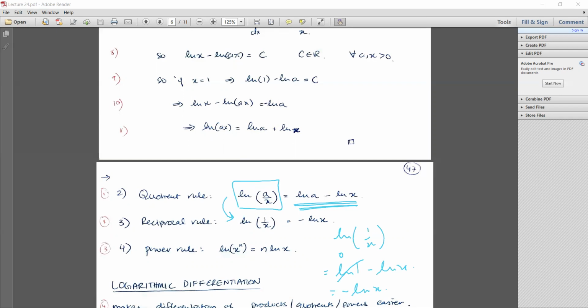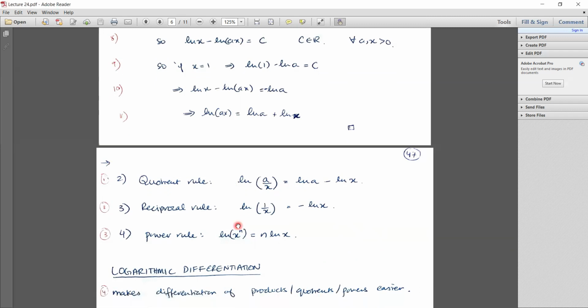And lastly, the power rule says that the natural log of x raised to some power n is n times ln x. So it converts products into sums, quotients into differences, and powers into products. This power can be brought down outside ln. So for example, ln of x squared is equal to 2 ln x. And these can all be proven just like we proved the product rule, using the same technique.